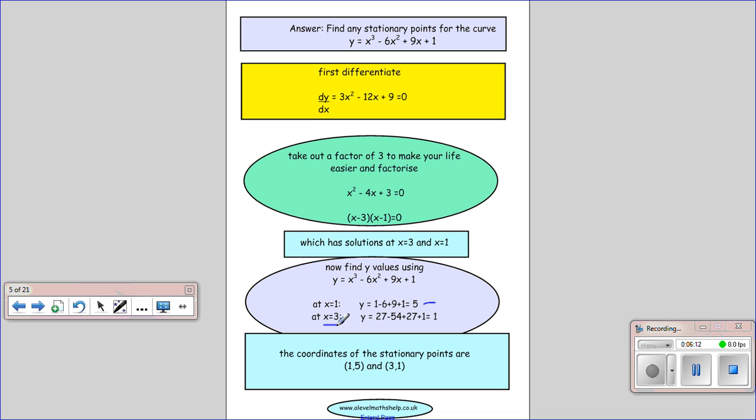And at x equals 3, slightly harder, we get 3 cubed minus 6 times 3 squared plus 9 times 3 plus 1 gives us 1. Please pause and check and see if I've got it wrong. Hopefully not. You can always let me know if it's wrong. And so then we have that the coordinates of the stationary points are (1, 5) and (3, 1).